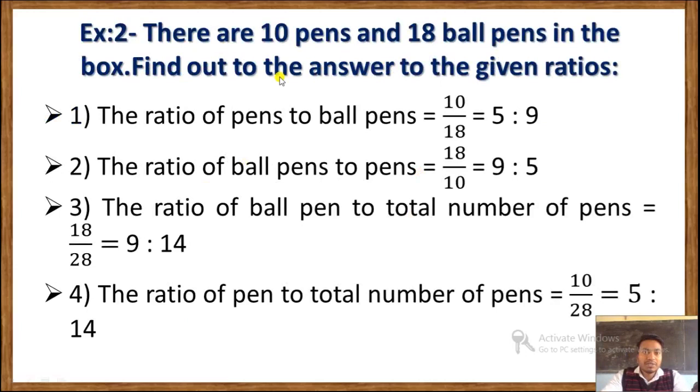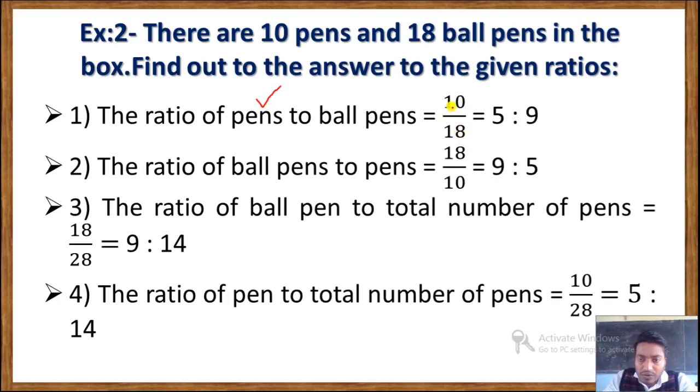Now next example, there are 10 pens and 18 ball pens in the box. Find out the answer to the given ratios. So first question here we have the ratio of pens to the ball pen. Here you can see pen came first, then ball pen. So first we'll write the number of pens, which is 10. Then ball pens, total number of ball pens we have 18. So 10 by 18 we have written here.